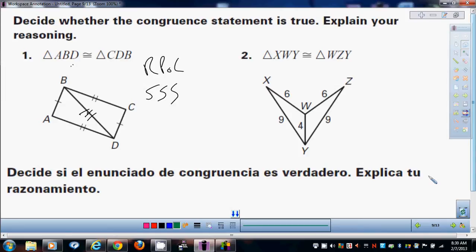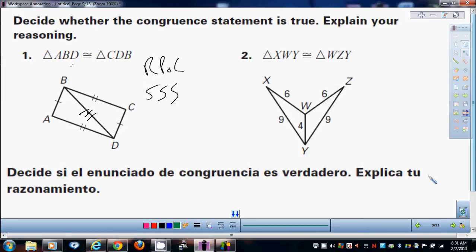Let me give you a hint. Anytime your two triangles are snuggling with each other, anytime your two triangles are all up in each other's business, you're going to need the reflexive property of congruence, I can almost guarantee you. Anytime they share an entire side, you're going to need the reflexive property. I can almost guarantee it.